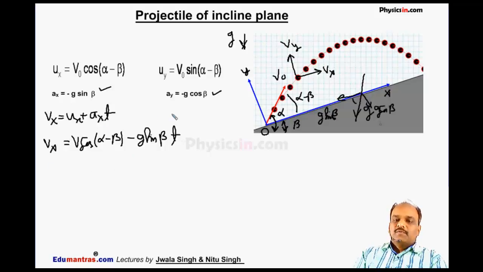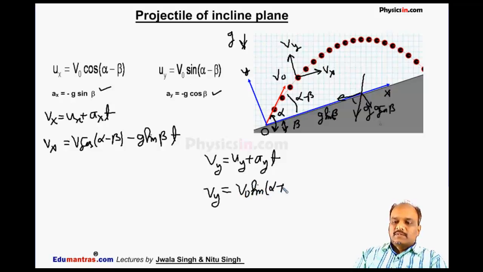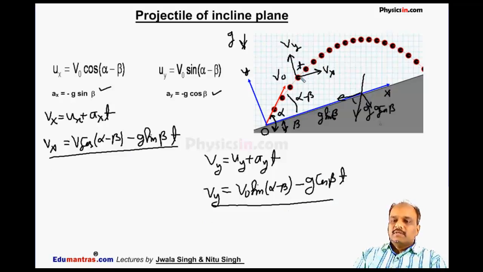In the same way, Vy can be written as Vy equals Uy plus Ay into t. So Vy is equal to Uy, which is v naught sin(alpha minus beta), plus Ay, which is minus g cos beta, into t. This is the velocity along the x-axis and this is the velocity along the y-axis at any time t. This Vx is along the inclined plane, and Vy is perpendicular to the inclined plane.